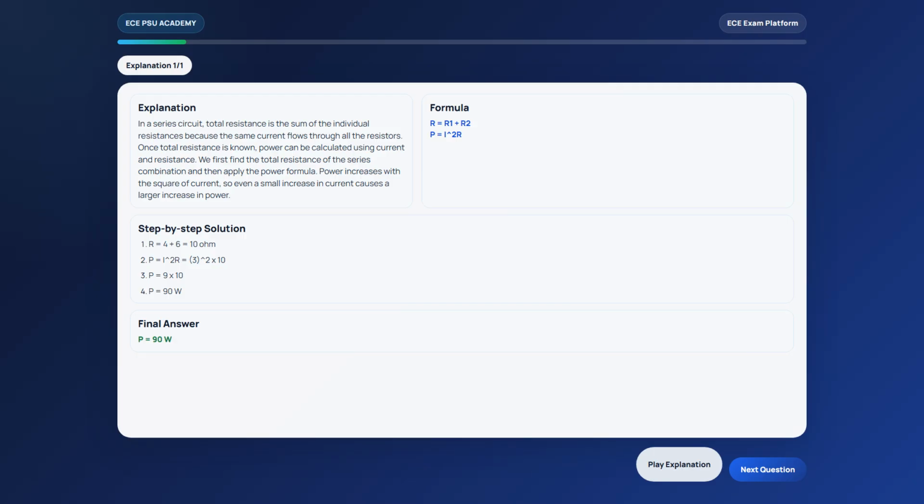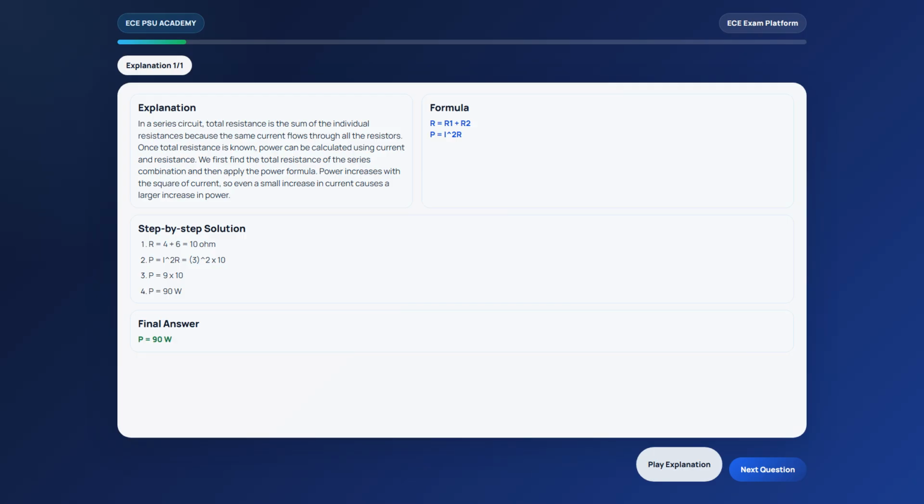For series circuits, total resistance R equals R1 plus R2. The power dissipated P equals current I squared multiplied by total resistance R. Step 1. Find the total resistance of the series circuit. Add the resistances, 4 ohms plus 6 ohms equals 10 ohms. Total resistance R equals 10 ohms.